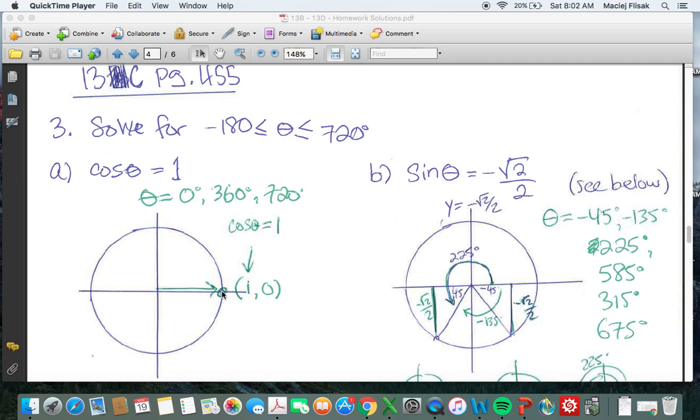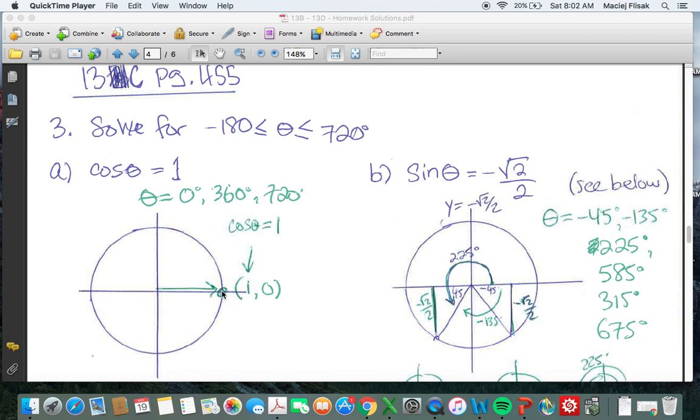Okay, so in that case, x value of 1 can only occur right here. This is a positive x value of 1 because this point is 1, 0. So the question is, what angles create 1? And the angles have to be between negative 180 and 720. So here's 1. The only way to get here is, first of all, not to move the angle at all. So 0 degrees is one answer.